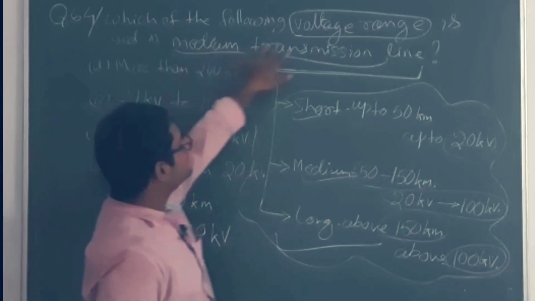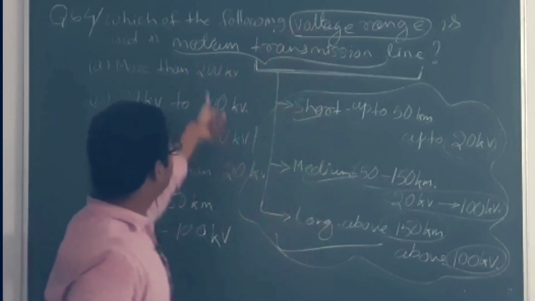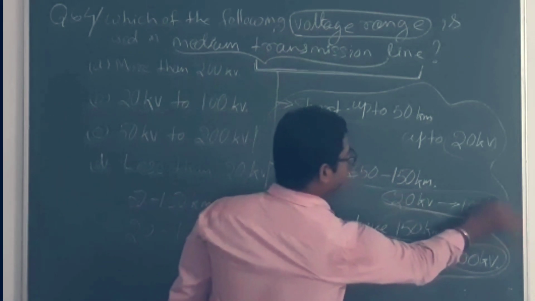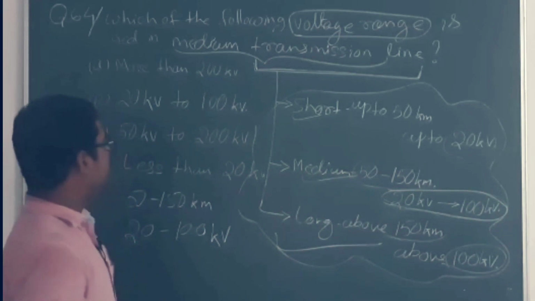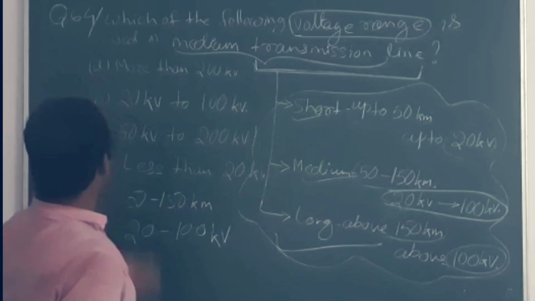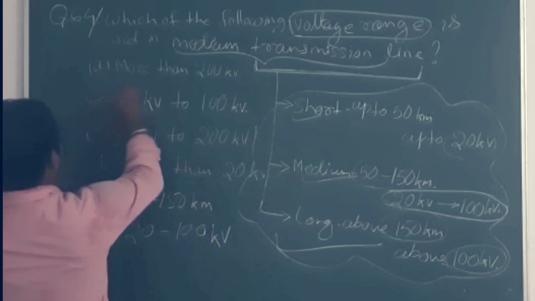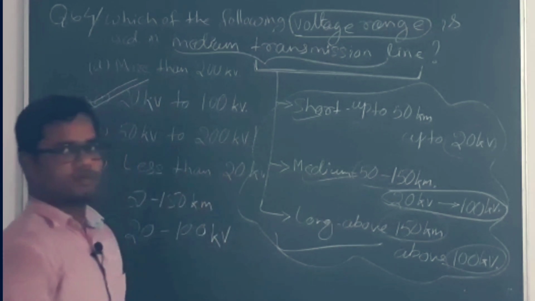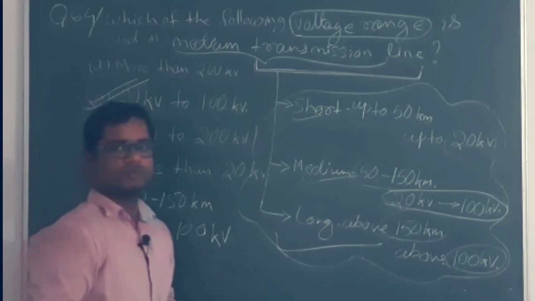So the question is according to the voltage range for your medium transmission line. For a medium transmission line we have the data 20 kV to 100 kV. So look here, the second option is 20 to 100 kV. So this is your correct choice. Okay, moving to the next question.